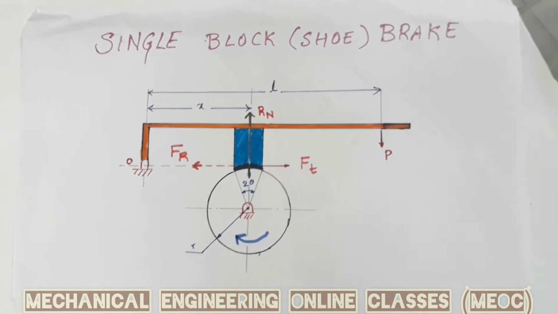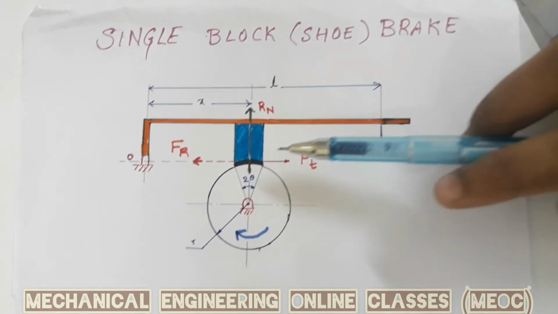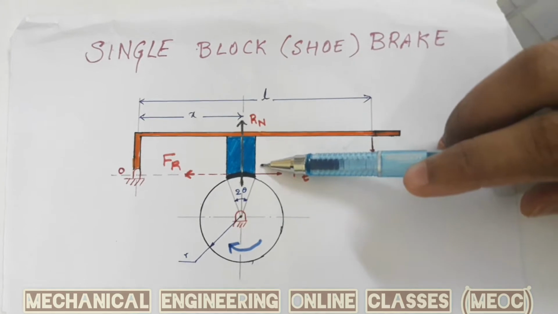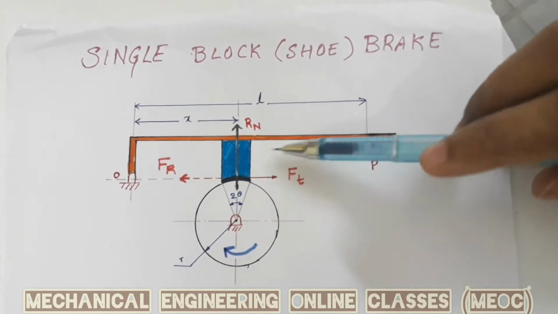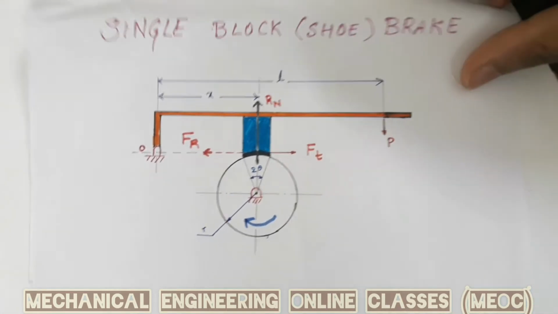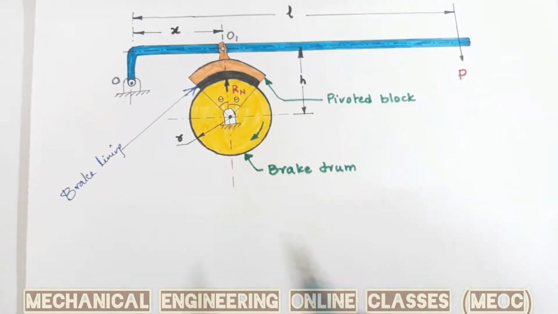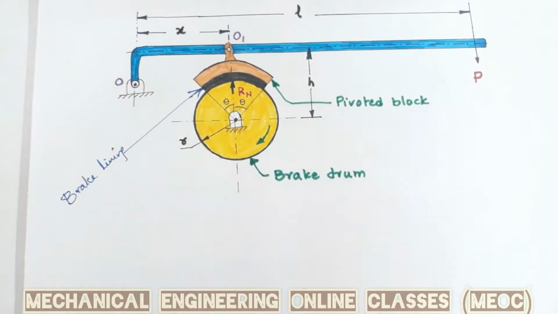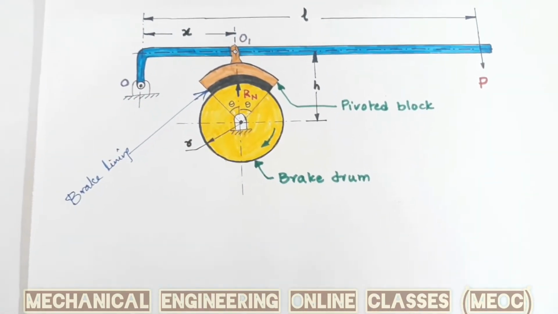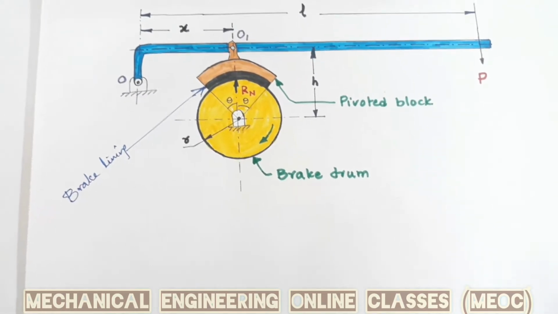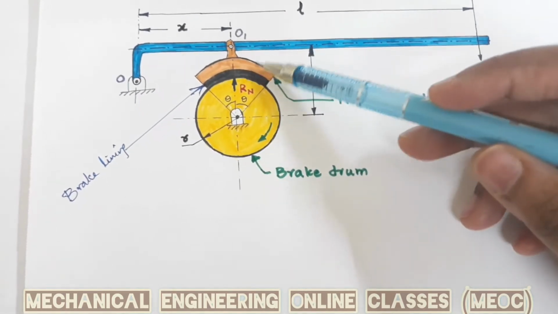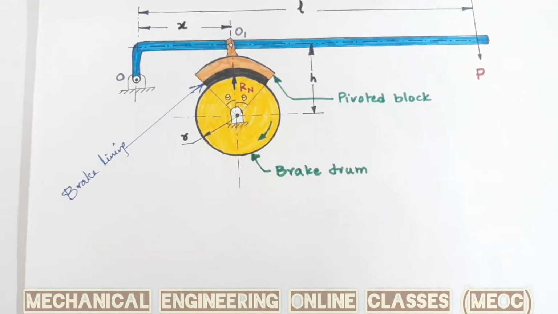So in such cases, the block or the shoe will be pivoted to the lever rather than rigidly attaching it to the lever like this. So this black colored one is the brake lining, which is actually a layer of hard material that is attached to the shoe or the pad so as to increase friction against the drum.